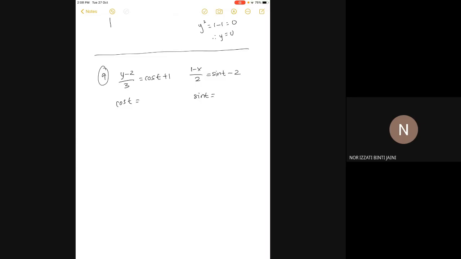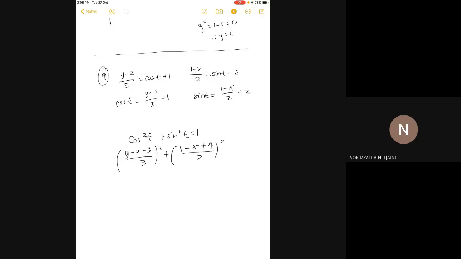Okay, so this one will be (y minus 2) per 3 minus 1. Okay, sebab yang tambah 1 tu kalau bawa sebelah jadi tolak. Ini akan jadi (1 tolak x) per 2 tambah 2. Then you can use the formula cos squared t plus sin squared t which will be equals to 1. Okay, so what is cos squared t? Yang awak punya ni lah. Tolak 3 per 3 cos 2 tambah (1 tolak x tambah 2 darab 2, 4 lah) 4 per 2 cos 2 sama dengan 1.